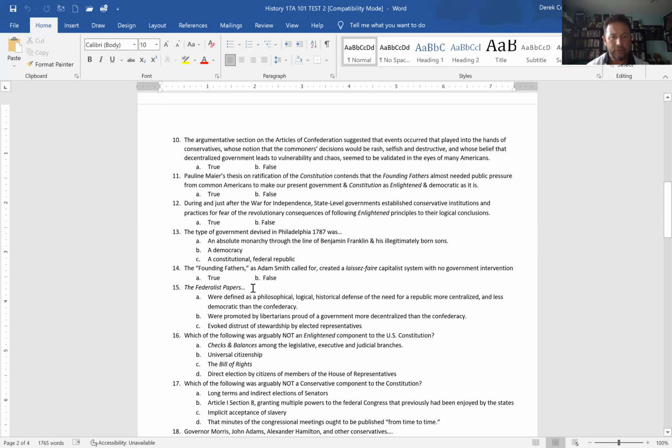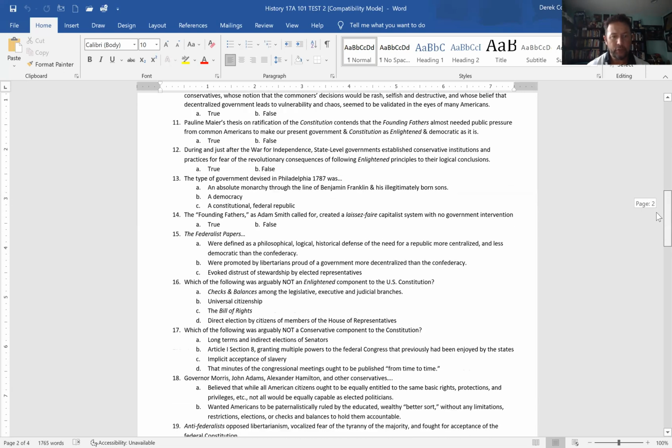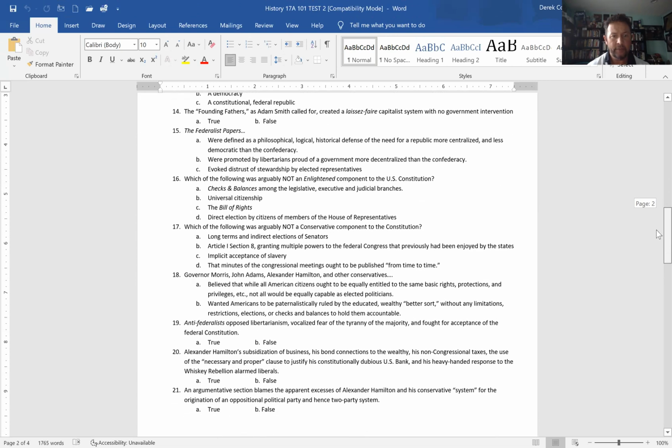The Federalist Papers. I wasn't sure if I have that in there or not, but they are defined as a philosophical, logical, historical defense of the need for a republic, more centralized and less democratic than that of the Confederacy. So you're looking at option A. All right. Let's see here. Enlightened and conservative components of the Constitution. I'm believing you can do that from the assignment that we've done.